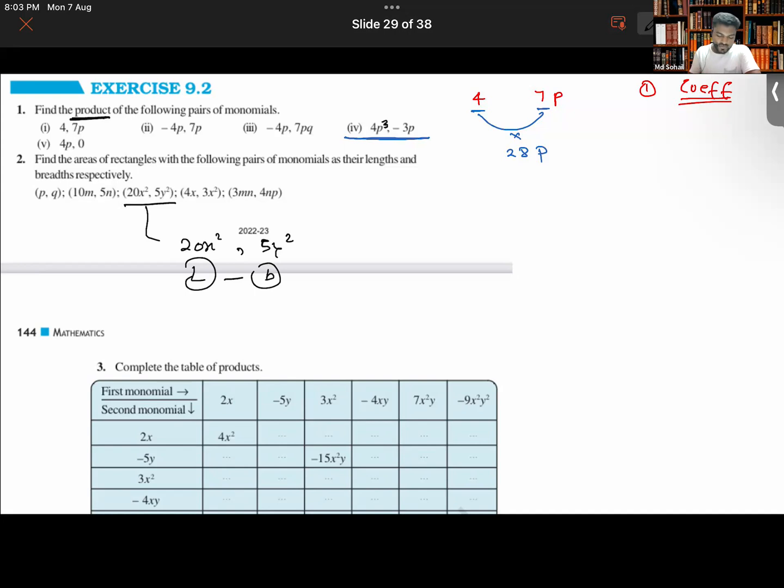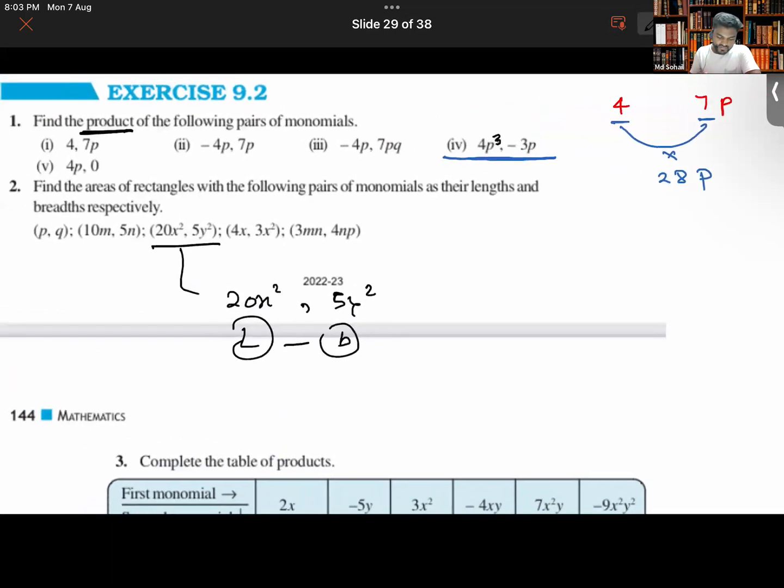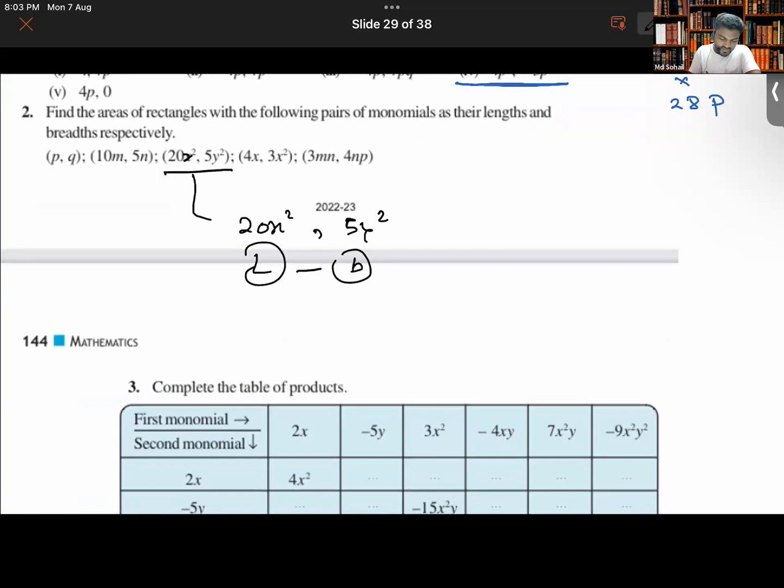Okay, good. But I think the questions are not visible properly. This is actually x square here. Anyways, your answer is still correct, because I guess the questions are not visible properly.